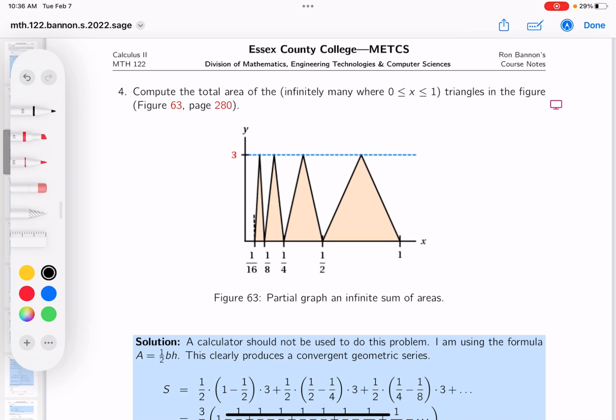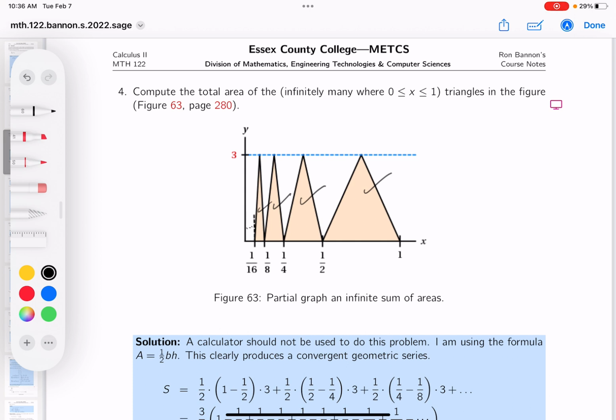Okay, a lot of times looking at these things, you might misunderstand what they're asking you to do. But it says compute the total area of the infinitely many triangles in the figure. So the triangles are starting out, you got this one here, then this one here, this one here, this one here. But there's an infinite number, and they certainly get smaller as you go on.